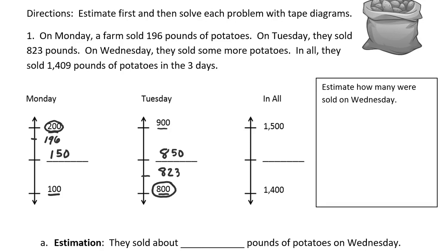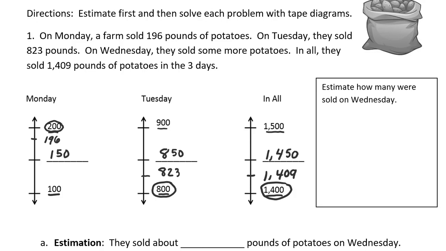Now we know that they sold 1,409 potatoes in all. We'll round that number to the nearest 100. My answer choices will be 1,400 or 1,500. The midpoint will be 1,450. And I'll put 1,409 on the number line, which is below the midpoint. Since it's below the midpoint, it will round down to 1,400.